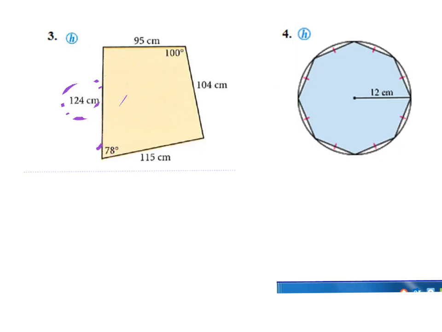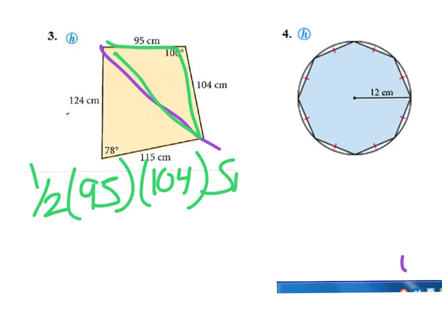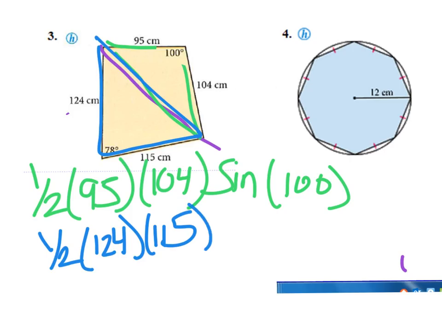So we have to break the triangles this way. So this triangle, its area can be found with 1/2 the 2 side lengths multiplied together, multiplied by the sine of the angle between them. This triangle is also 1/2 the 2 side lengths multiplied by the sine of the angle between.